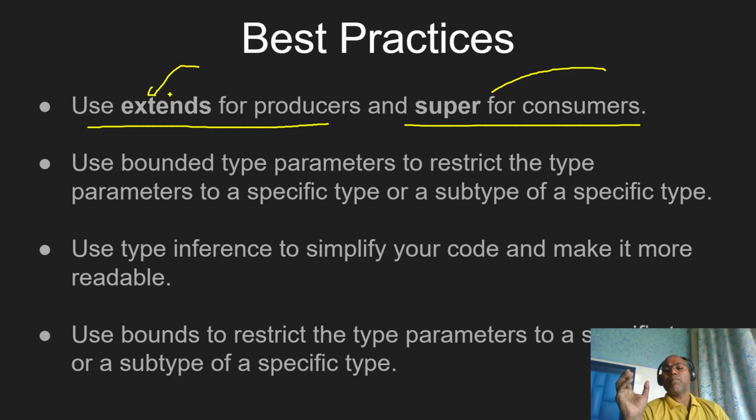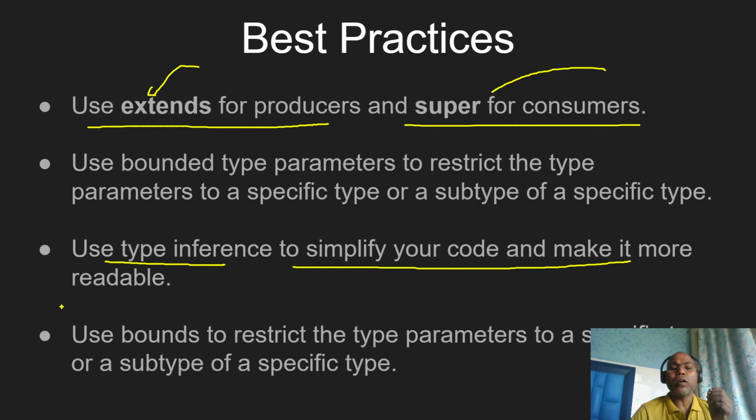Bounded type parameters restrict the parameter, specifying the types and subtypes that are allowed. Also, from Java 7 onward we have type inference, which means our compiler automatically identifies the type. To simplify the code and make it clearer and more readable, you can apply this PECS principle.